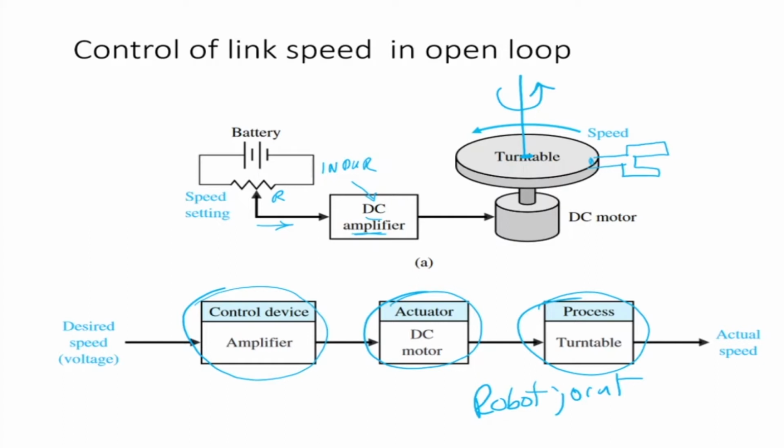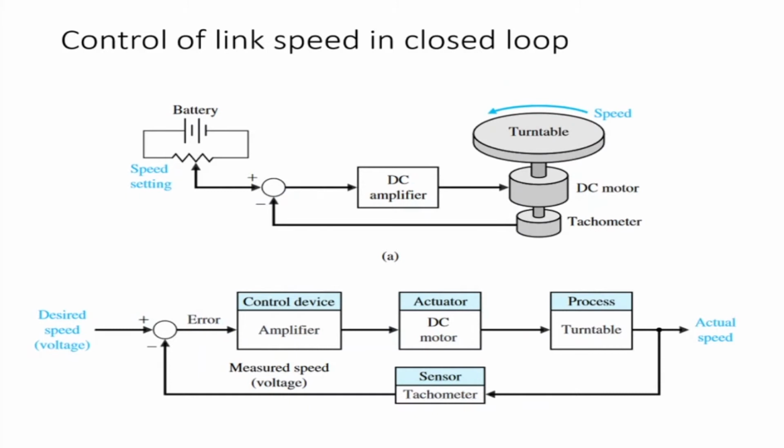So what we are trying to see is what are the various elements involved in this. There is an amplifier which basically amplifies the current. There is an actuator, which is the motor, and there is the process, which is the turntable, in our case the robot joint. Now this is another control of the speed of a joint, in closed loop.